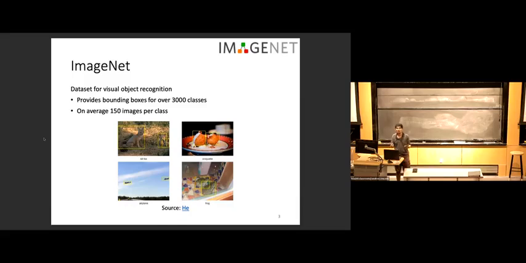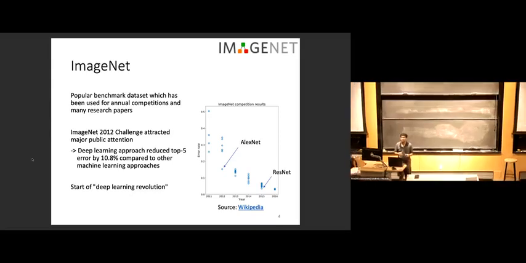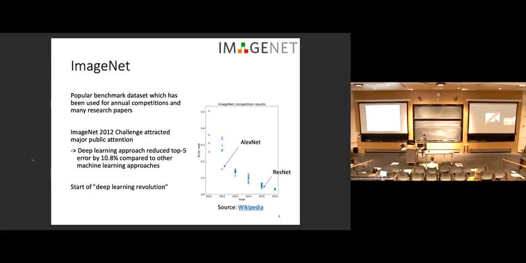So the primary task that you do with ImageNet is predict bounding boxes and identify the image within the bounding box. So here you're identifying that this box and this box are 2 kit foxes. So there's about 150 images per class, and there's over 3,000 classes. So that's a very, very complex problem. It's been the most common benchmark dataset for image classification.